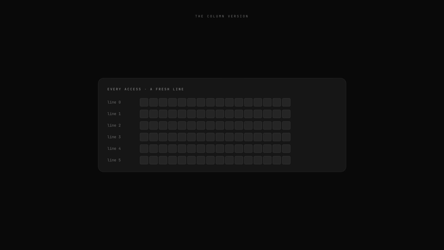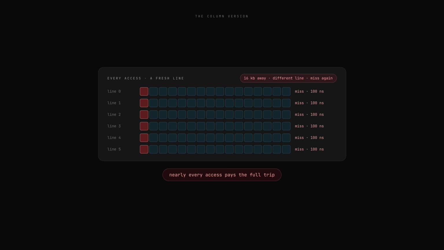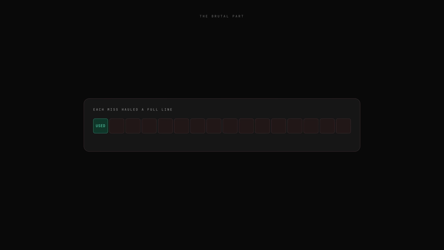Now the column version. Cell 0, miss. Step down 1 row, 16 kilobytes away, different line. Miss again. Every single access lands on a fresh cache line, so nearly every access pays the full trip. And here's the brutal part. Each miss hauled up 16 integers, and the loop used 1. The neighbors would be useful when the traversal wraps around to the next column, but by then, 4,000 other lines have shoved through the cache, and this one is long gone.